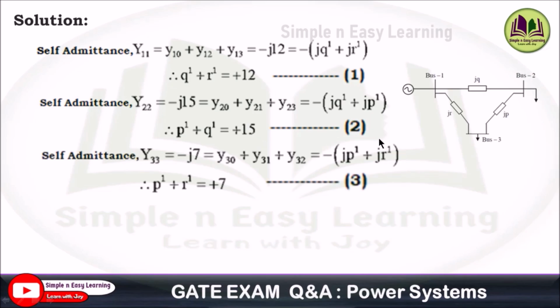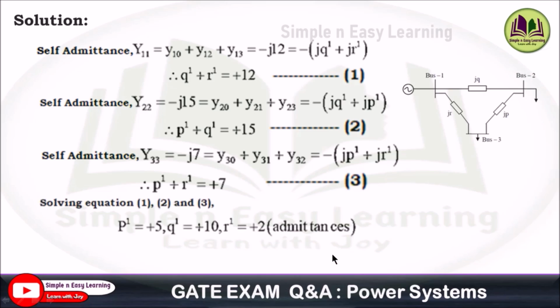Similarly, for the third bus, Y33 will be equal to minus j7, and in the third bus two lines are connected, R and P. So P' plus R' will be equal to plus 7. The minus signs get cancelled here. This is the third equation. Simply solve these three equations and you get P equal to plus 5, Q equal to plus 10 and R equal to plus 2.